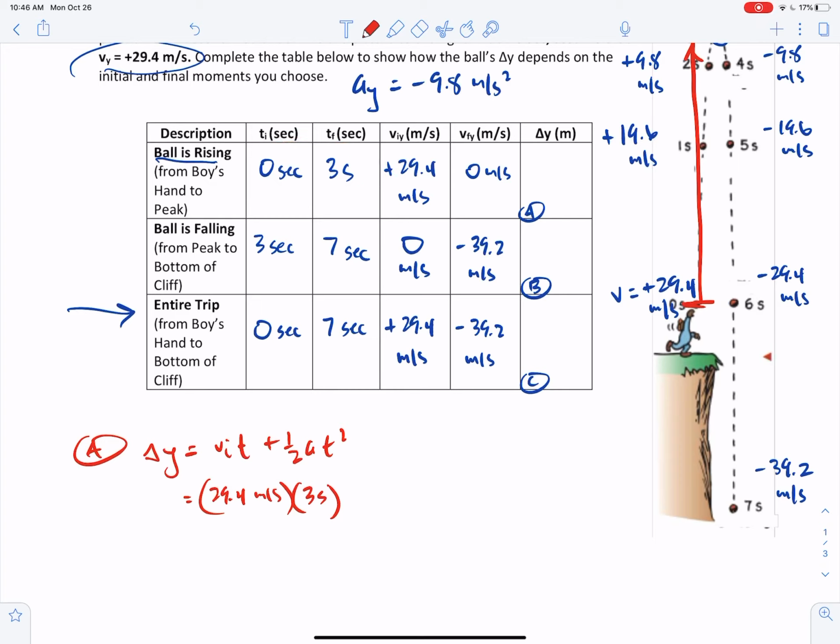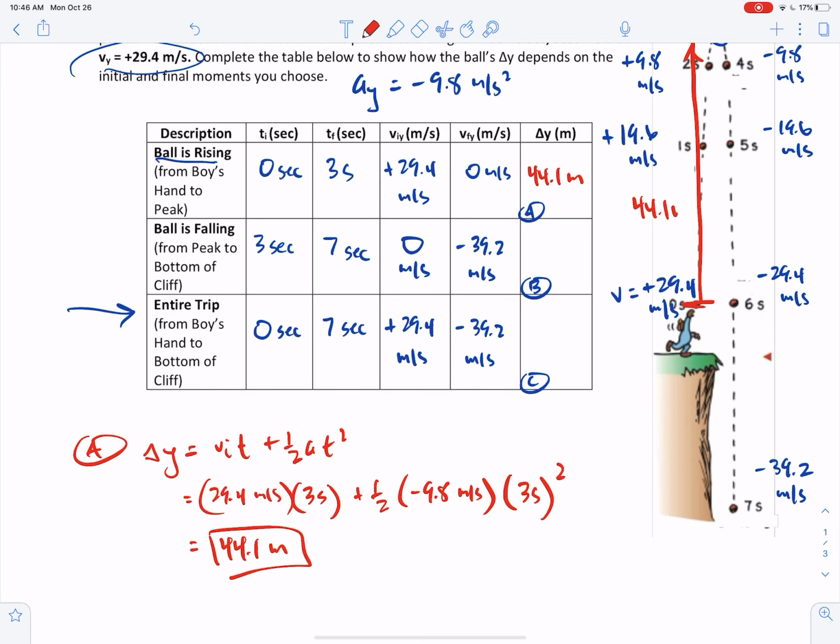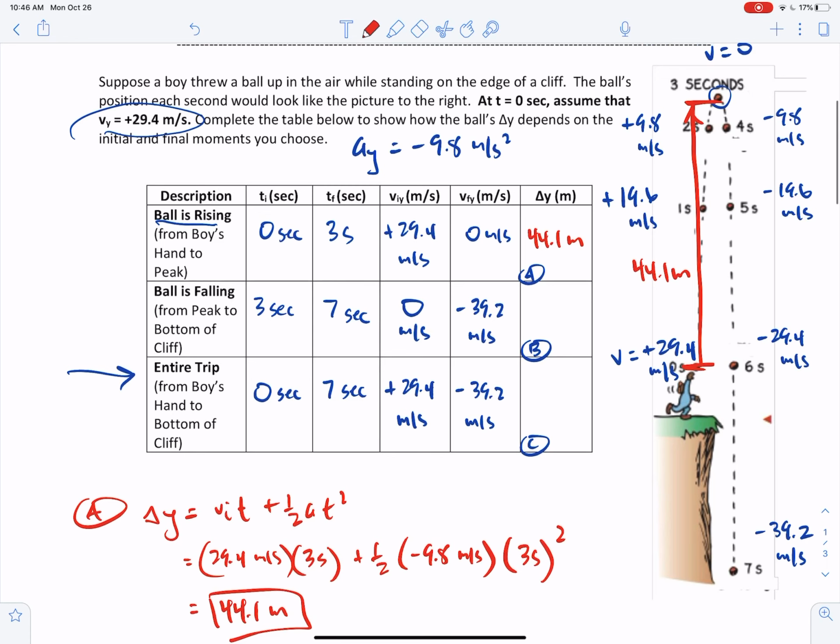Okay, continuing on. I'm going to add half of the acceleration. It's accelerating at negative 9.8 meters per second squared. And then my time, again, is 3 seconds, right? Because it rises for 3 seconds. If I plug that into my calculator, I get 44.1 meters. So that is literally how high the ball goes from where it was released. So this is 44.1 meters on the diagram, okay?